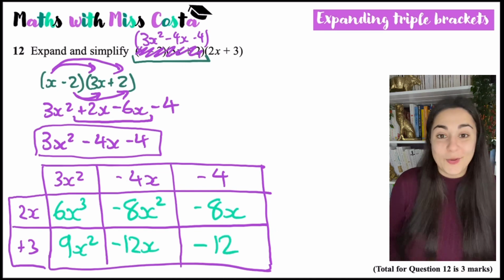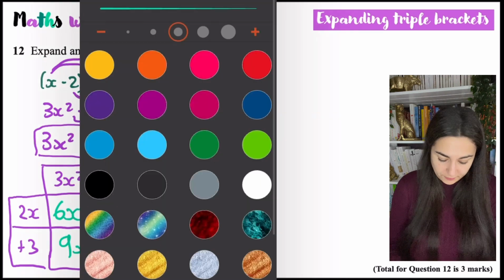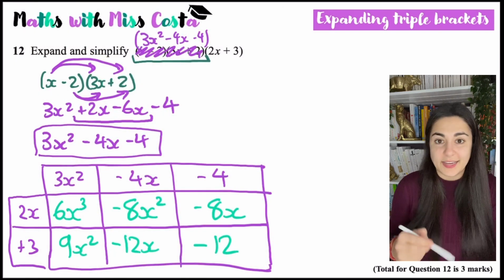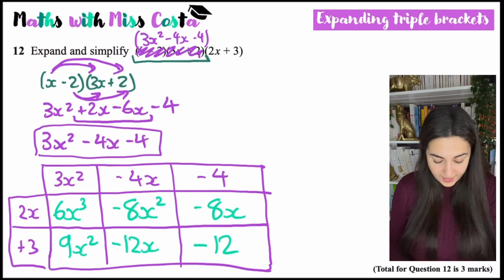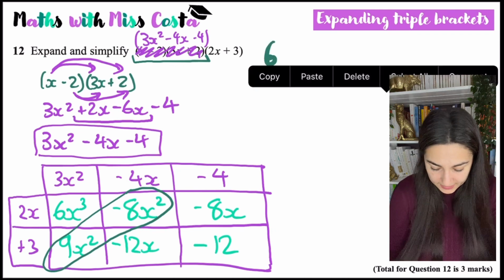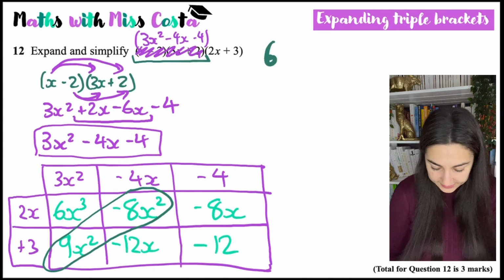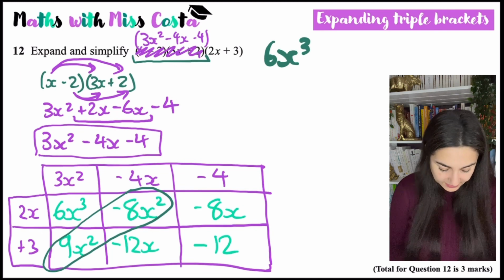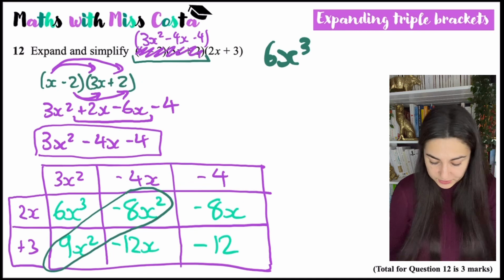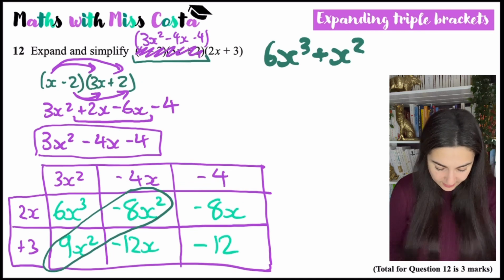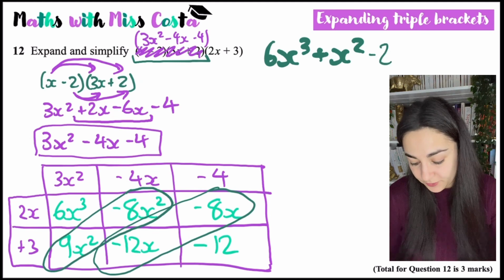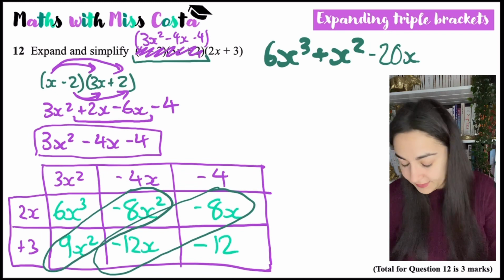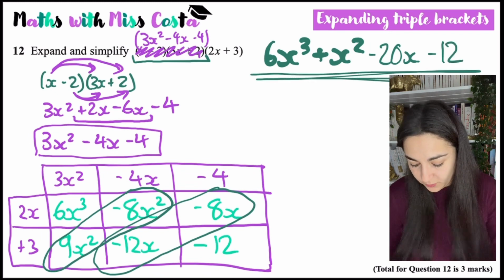Now the cool thing about doing it this way is that if you've laid it out in descending powers, so like x squared goes first and then x and so forth, then the little diagonals you're just going to simplify. So your answer would be 6x cubed, because there's no other like terms. Then you've got 9x squared, take 8x squared, which gives you positive x squared. Then you've got negative 12x, take 8x, which is negative 20x, and then you've got negative 12. And that's it. That's your final answer.